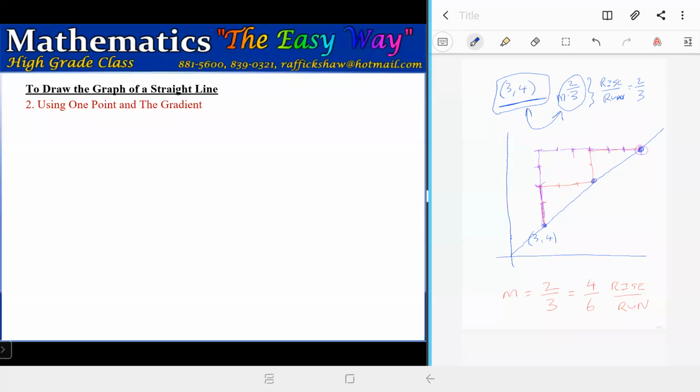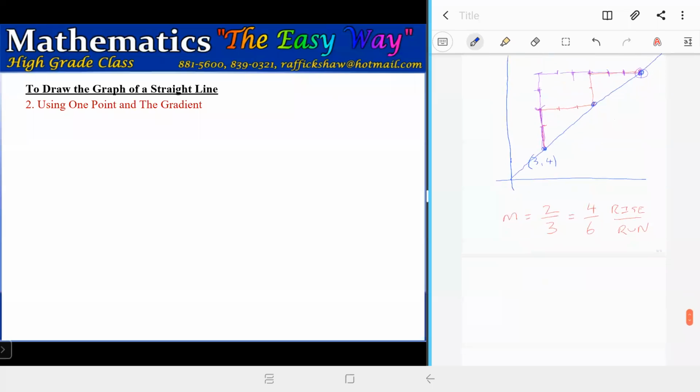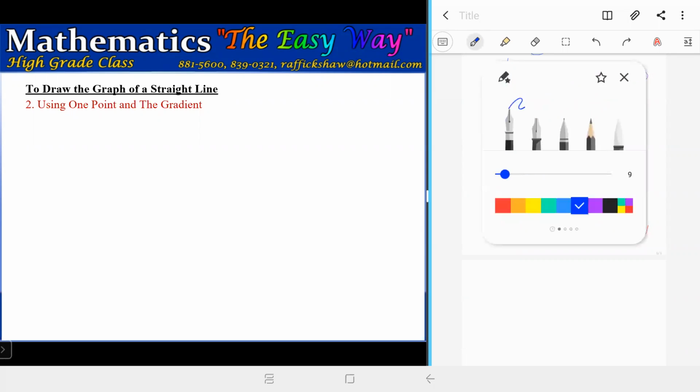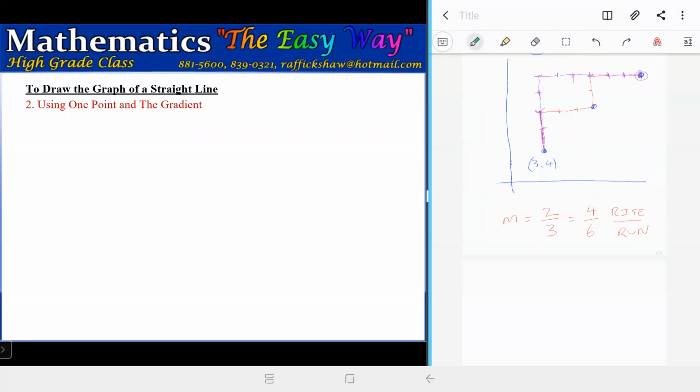I'll show you something that is even more magical now. I can go in the opposite direction as well. Watch this. I'll undo the line and show you something. Let me use a green for this one now. The same gradient, but you can see that it's 2 over 3. Now 2 over 3 is the same as negative 2 over negative 3.